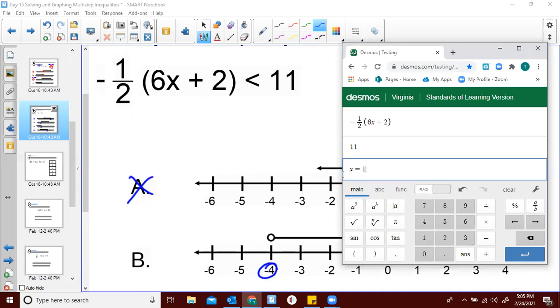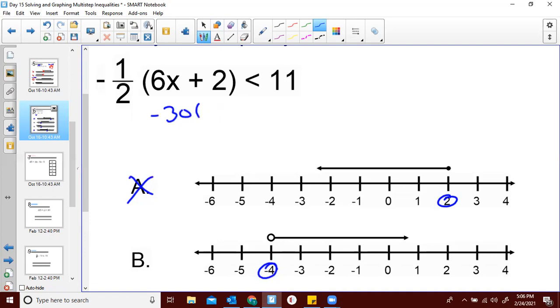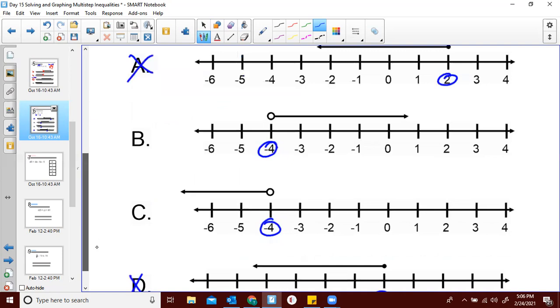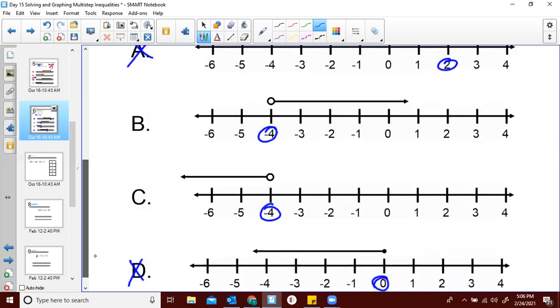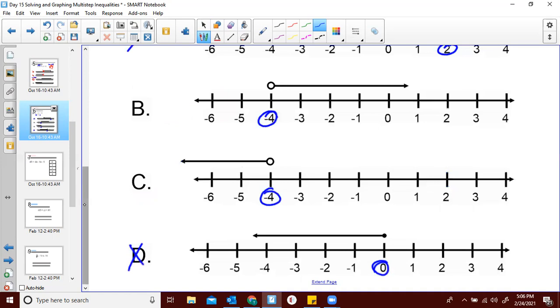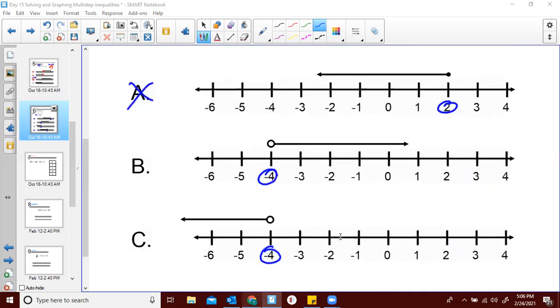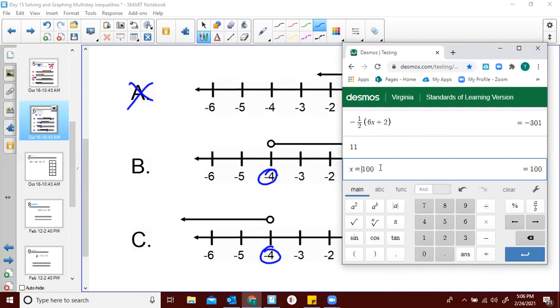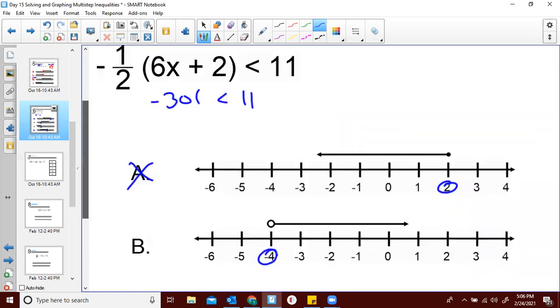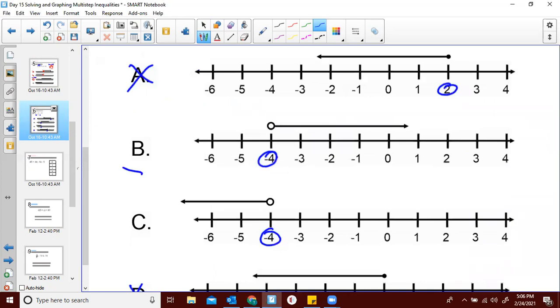Let's just try a positive 100. And you'll see that I get -301 is less than 11. And that is true. So what that's telling me, because I picked a positive 100, is that all of my values for x are going to be greater than -4. All right, so my correct answer would be B. And if we were to write this out, we would have x is greater than -4.